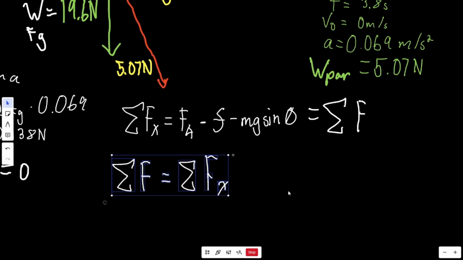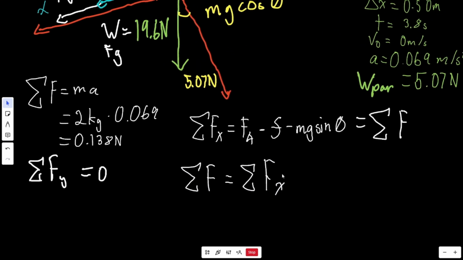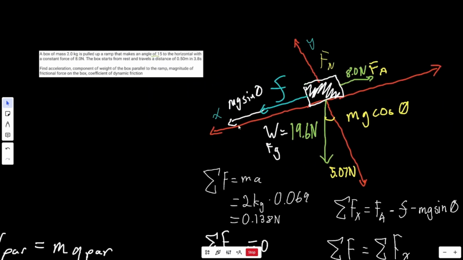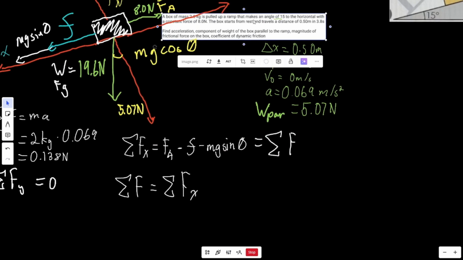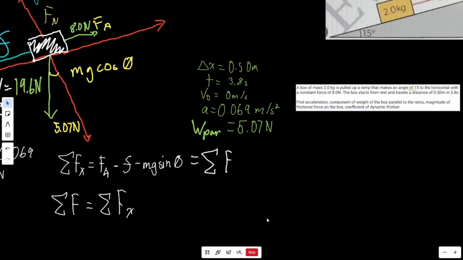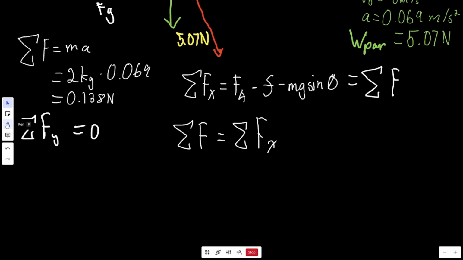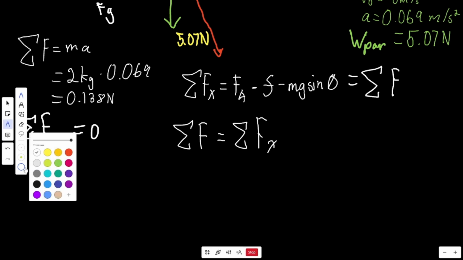So let's solve for our answer on what the magnitude is. Is that what it's asking for? The magnitude of the frictional force on the box. Okay, we'll just put that here and go to that when we need it. So now it's really just math. We're going to substitute everything.